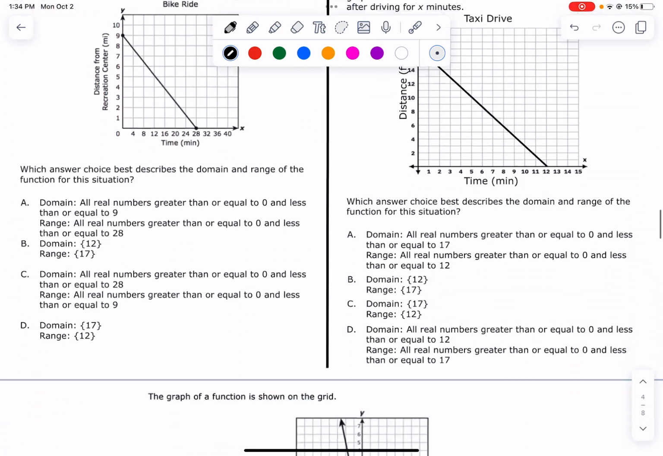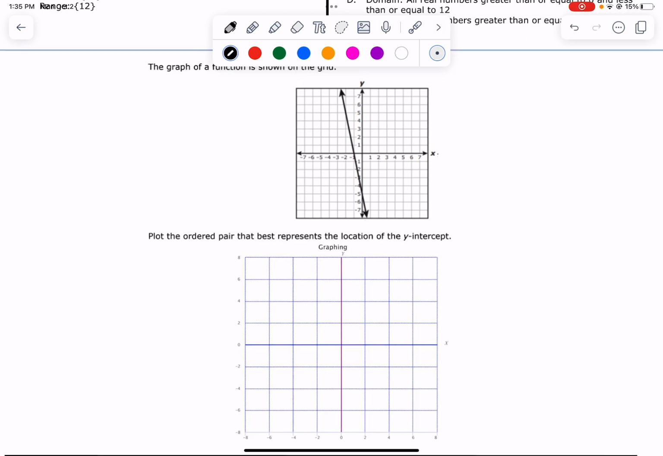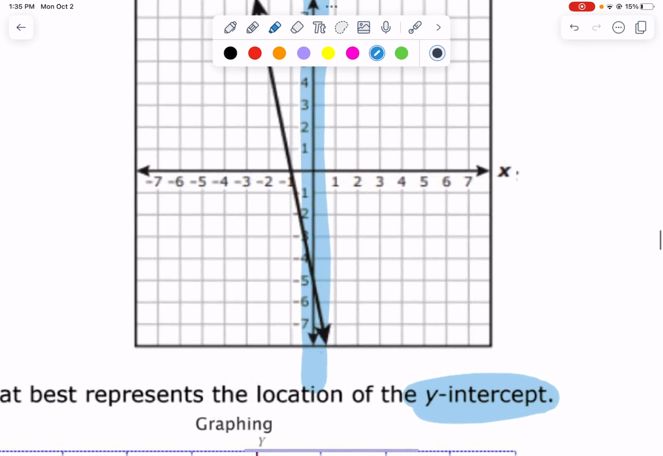So let's keep going. For this one, it says, the graph of the function is shown on the grid. Plot the ordered pair that best represents the location of the y-intercept. Y-intercept. That's going to be on the y-axis. If we look closely, we can see that it touches the y-intercept right here at (0, -5).